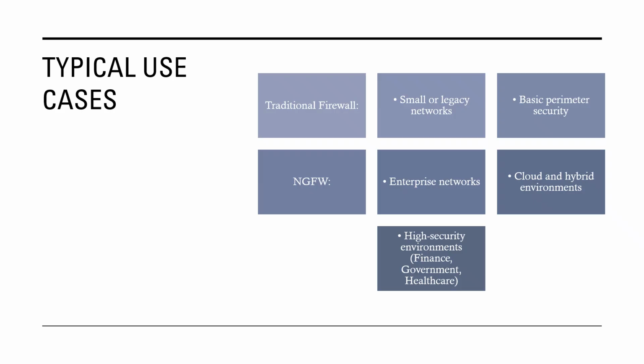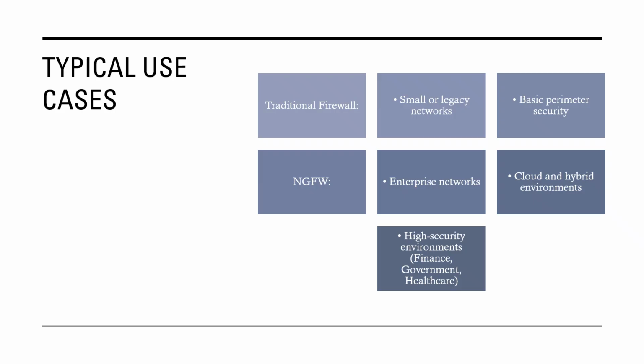As for the typical use cases, traditional firewalls are basically used in small and legacy networks. Like I said, they are legacy firewalls. They are used in a very small environment where risk can be minimal. In an enterprise environment, it is not advisable to use a traditional firewall, because you are leaving your environment porous. So it's only used for basic perimeter security.